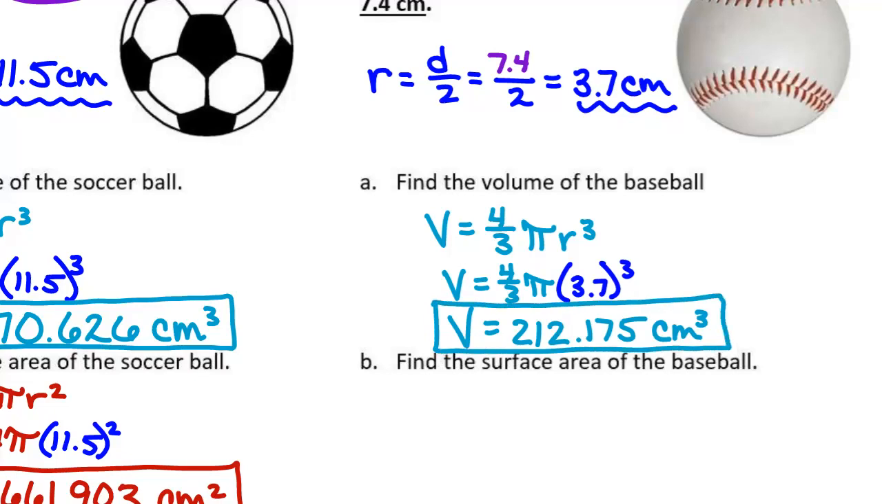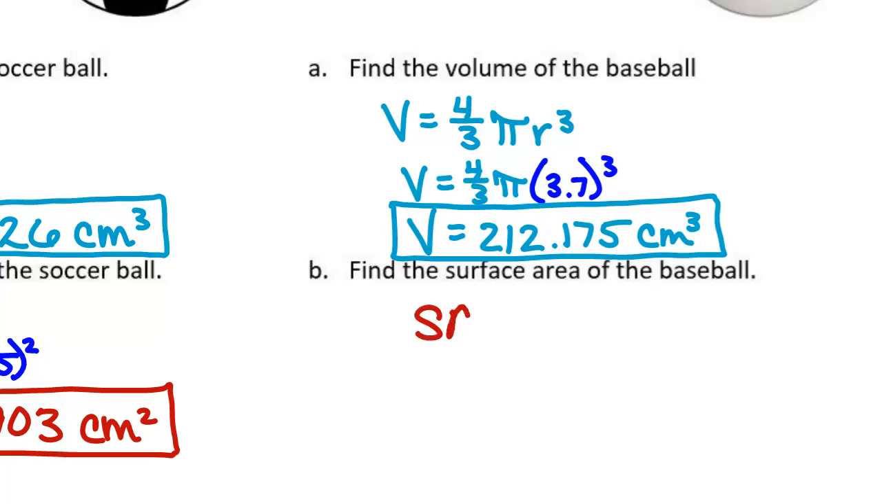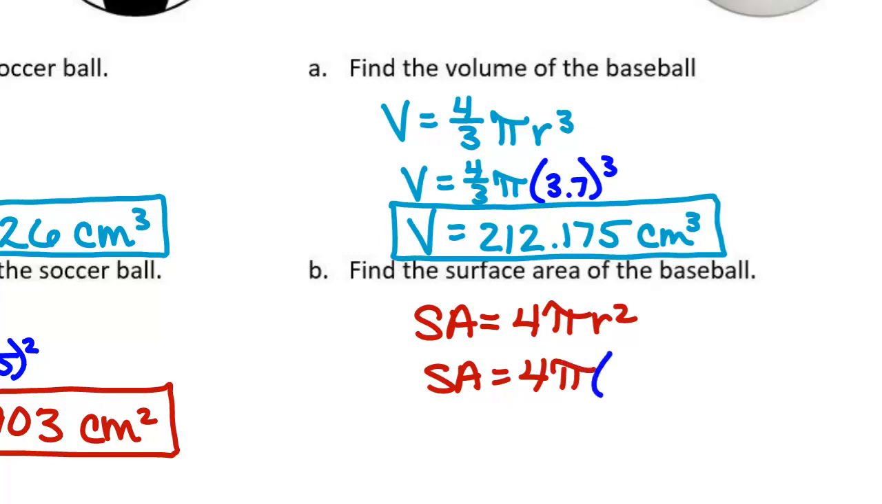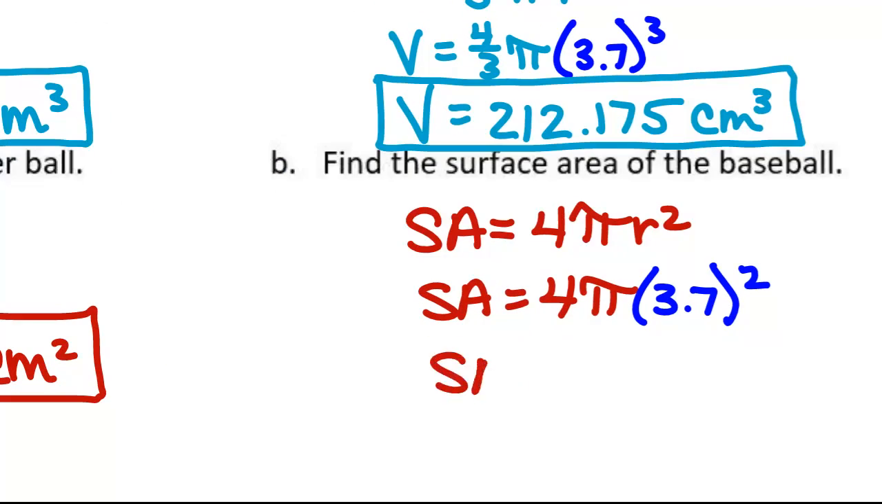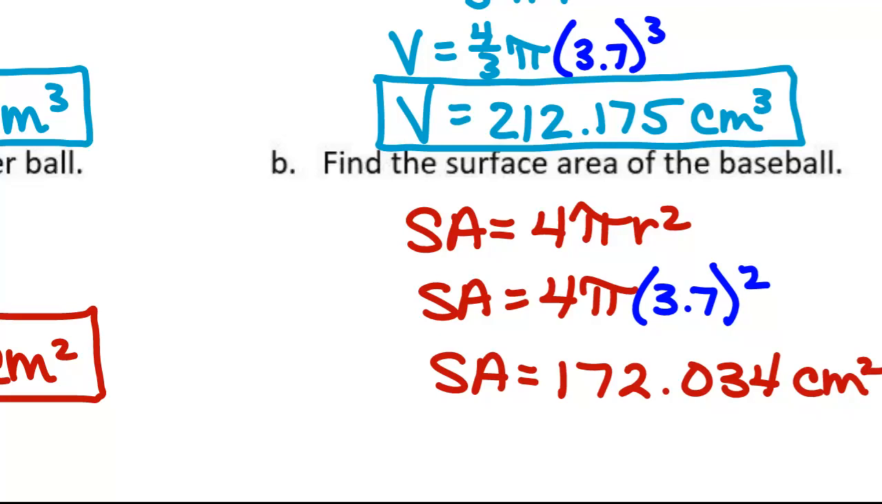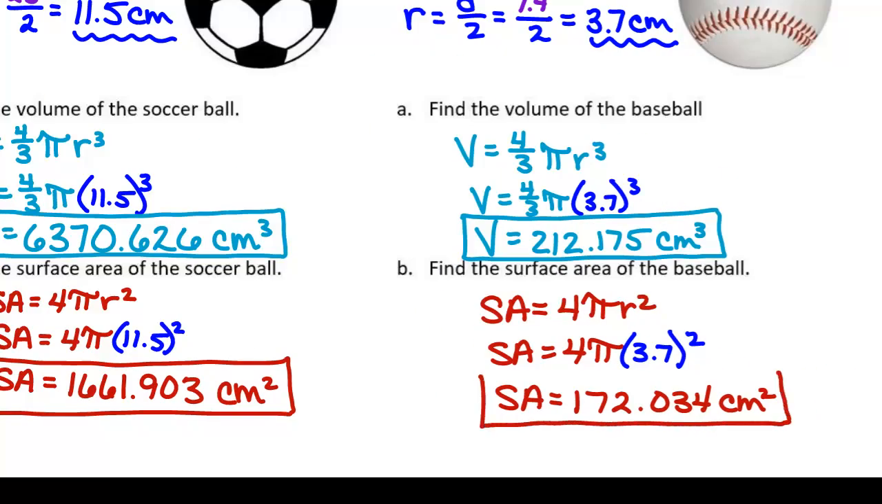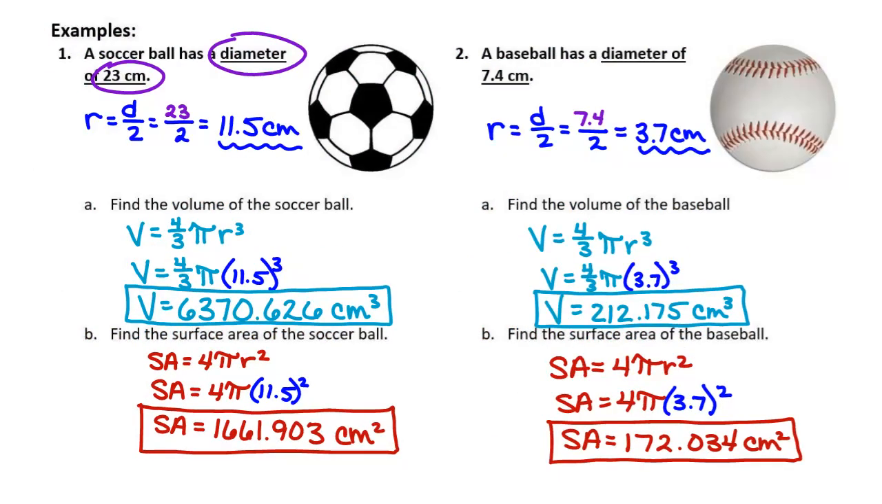What about the surface area? What was your total surface area for the baseball? 172.034 when we take it out to 3 decimal places. 4 pi r squared. So 4 pi times 3.7 squared. And we get that total surface area of 172.034 centimeters squared. Very nicely done. All right.